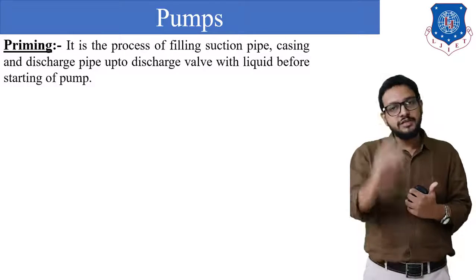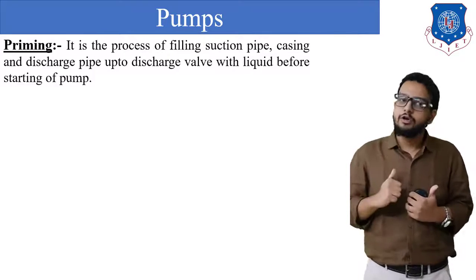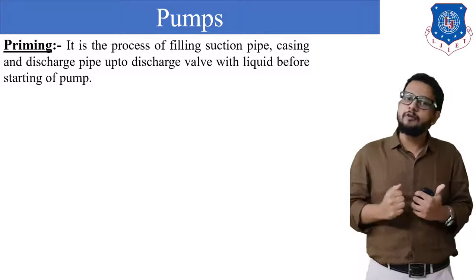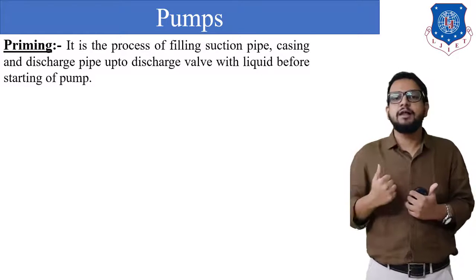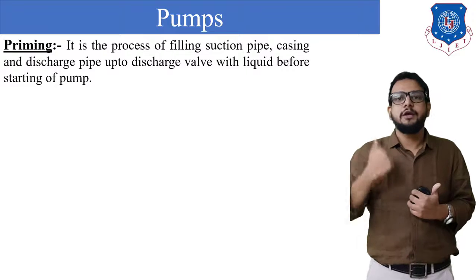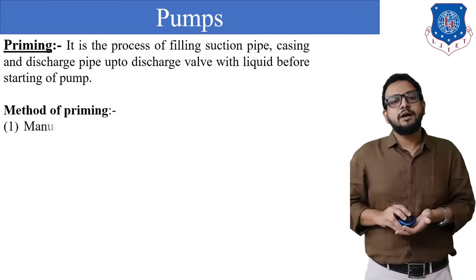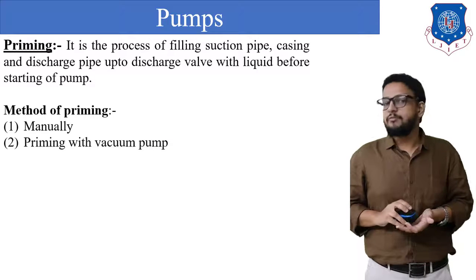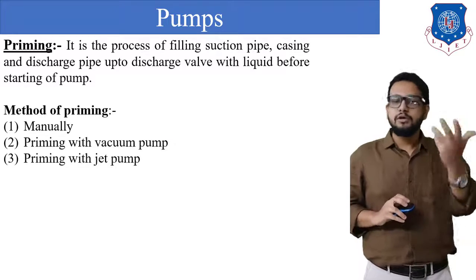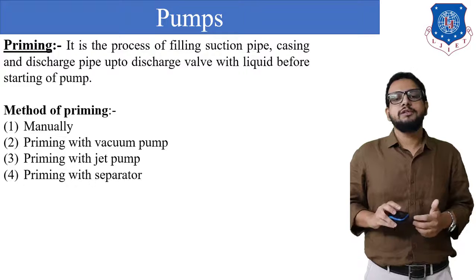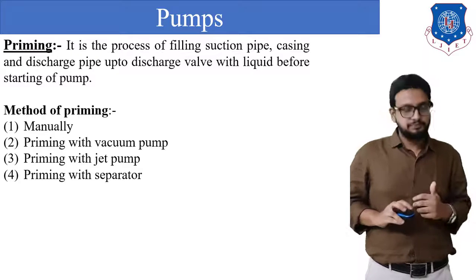Okay guys, so this process of removal of air is called priming, and this can be done by filling the passageways with a liquid which has to be raised into a delivery tank. Now the methods of priming are: first, manual priming; second, priming with a vacuum pump; third, priming with a jet pump; and fourth, priming with an air separator.